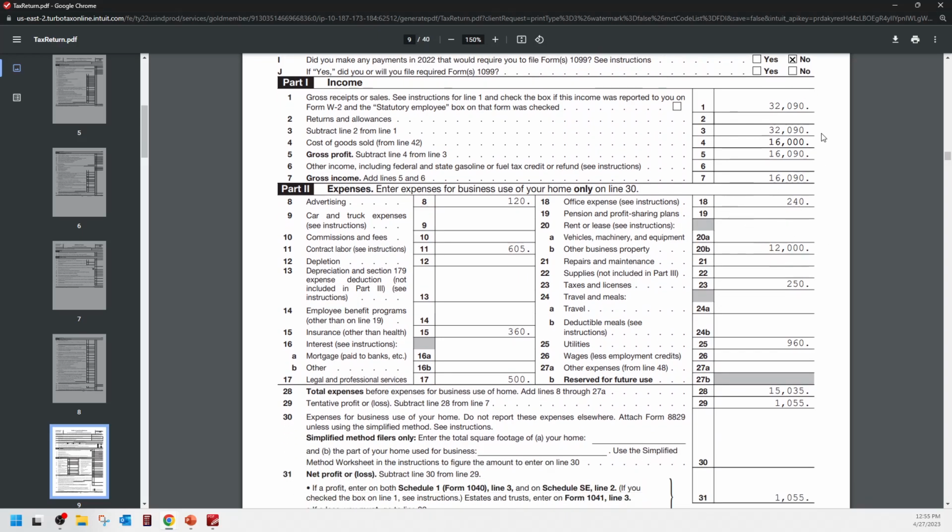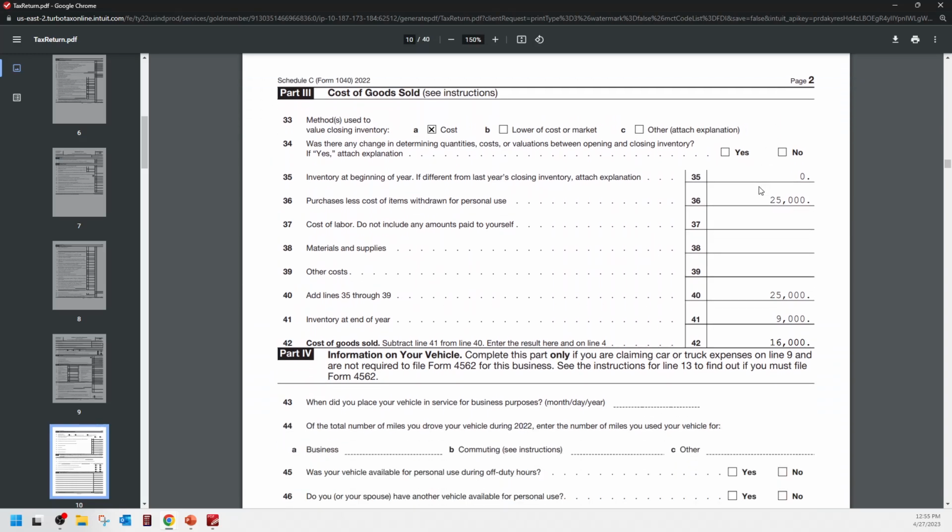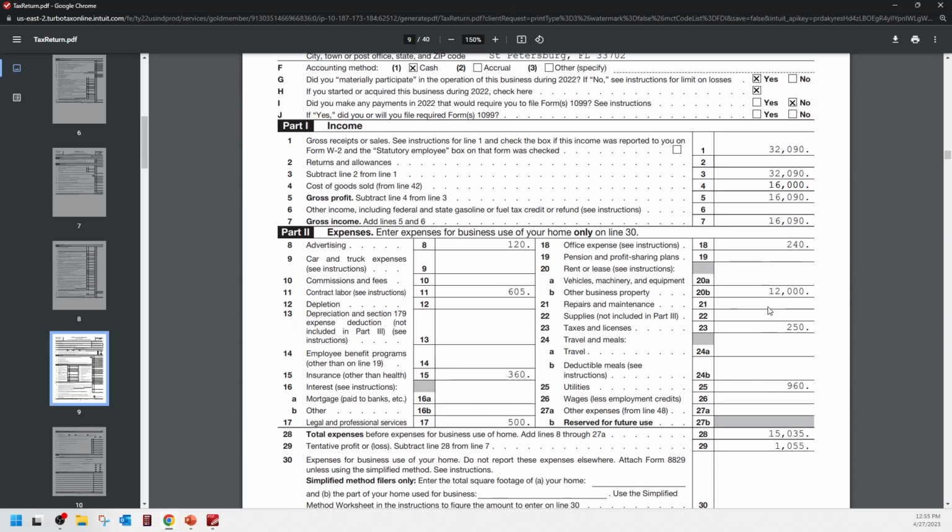So we can see here in parts 1 and 2, just the income and expense information that we entered, right? We have our gross sales, $32,090, and the cost of goods sold, $16,000. The cost of goods sold number is flowing up from page 2 of the Schedule C. So if we look at Schedule C, page 2, part 3, cost of goods sold, we have cost basis as the method to value a closing inventory. And then we can see the reconciliation here. Beginning of the year was 0 for the inventory. Purchases, $25,000. The ending inventory number is 9. And so that means our cost of goods sold for the year was $16,000.